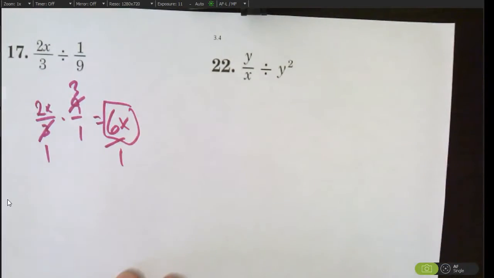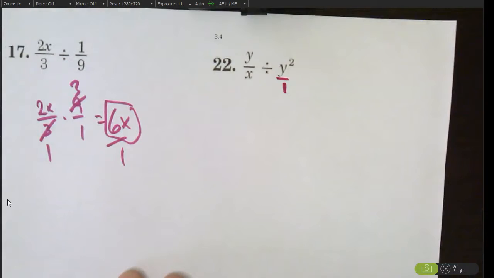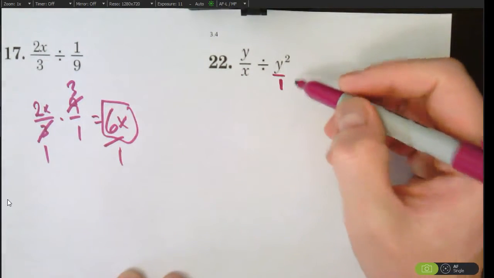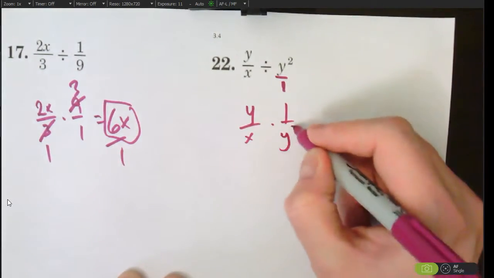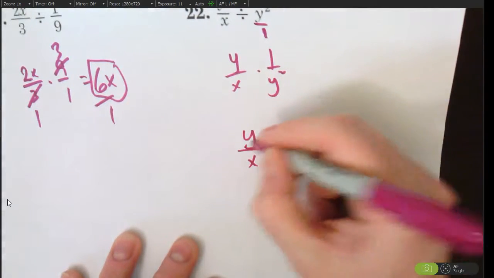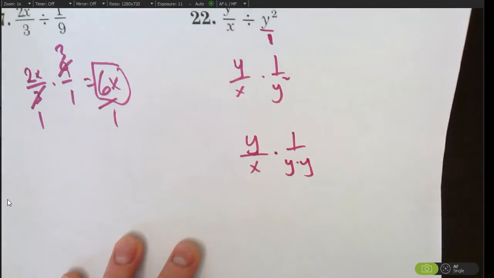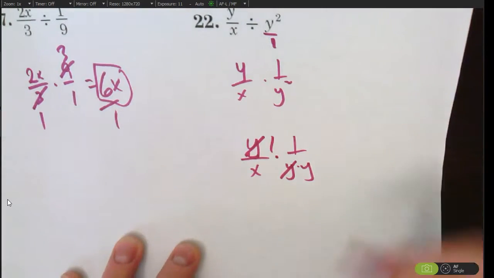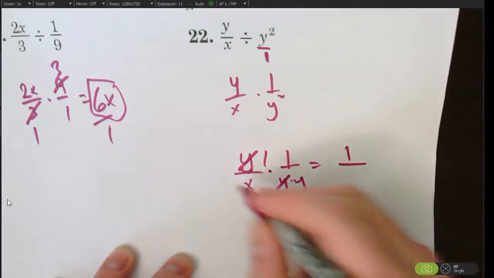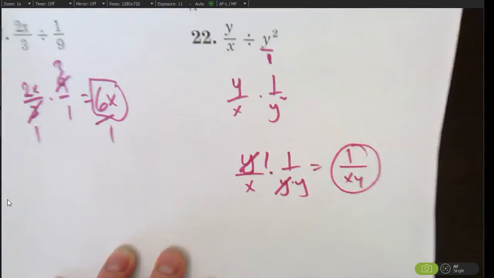Now, number 22 I chose because it's dividing by a whole number term, basically, y squared. That means it's really over a 1, so it'll be y over x times 1 over y squared, which really is y over x times 1 over y times y. That's what y squared is, y times y. So I can cancel off a single y on top and bottom. That leaves me with 1 times 1, which is 1, over x times y, which is xy. So 1 over xy. Okay.